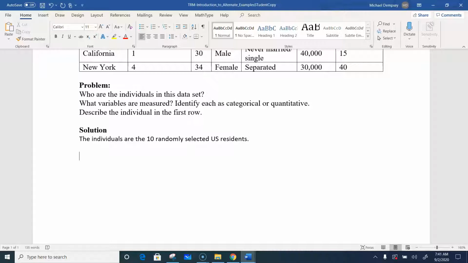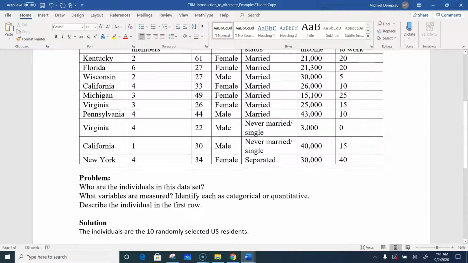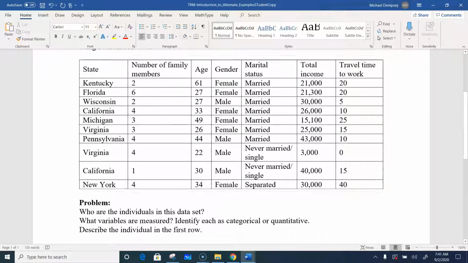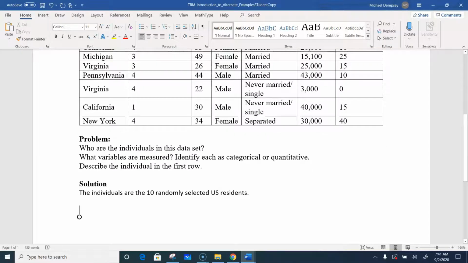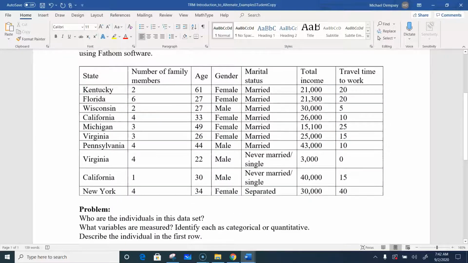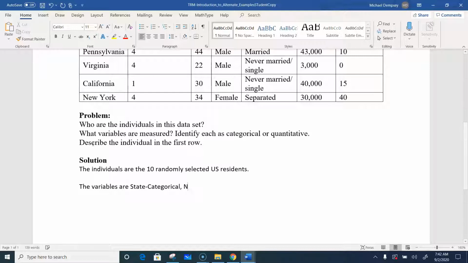Okay, second question is, what are the variables measured? Identify each as categorical or quantitative. So the variables, if we just go left to right, we can say the variables are, which is categorical. So if it can take on a numeric value, it's quantitative. If not, it's categorical. Number of family members is quantitative.